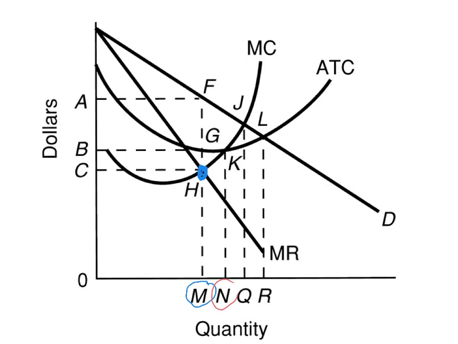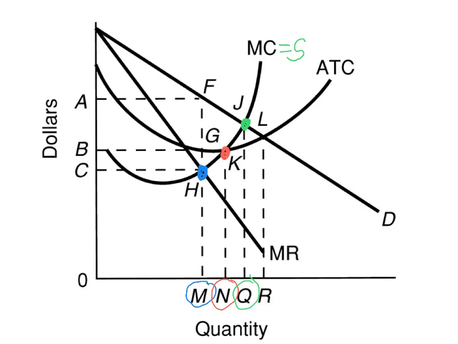Secondly, we could look at quantity N, and at quantity N, we find that this is the quantity that represents the MES, the minimum efficiency scale. This is the quantity where the firm is most efficient. Quantity Q represents the socially efficient quantity. The socially efficient quantity is the point where demand intersects marginal cost, and once again, marginal cost represents the supply curve for the firm.